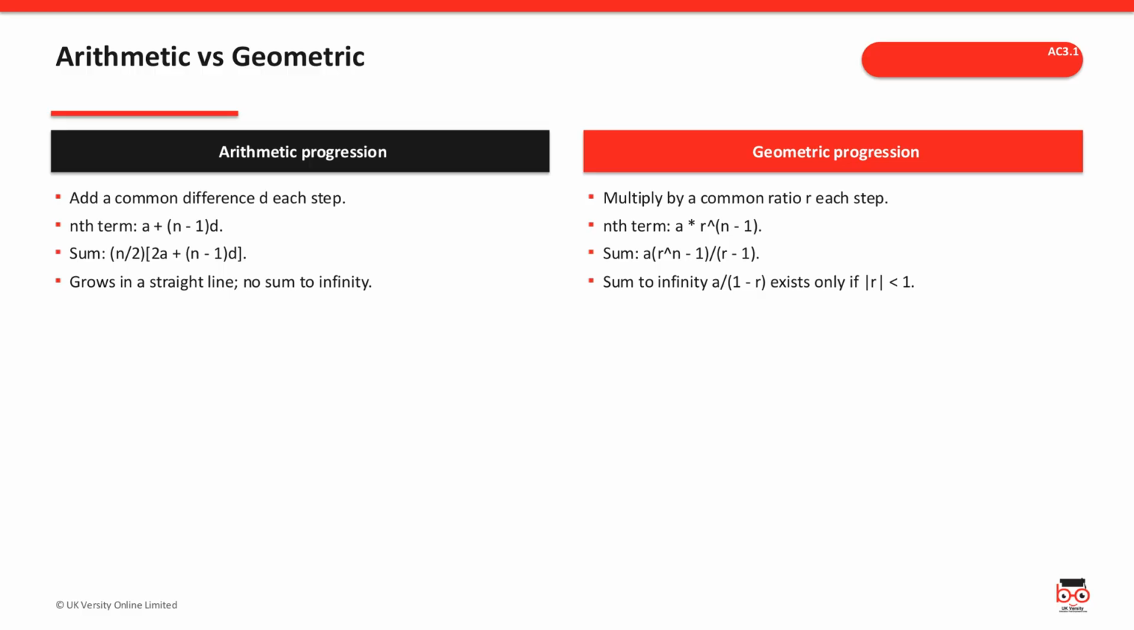Let's put the two progressions side by side. An arithmetic progression adds a common difference d, has nth term a plus n minus 1 times d, and a sum of n over 2 times 2a plus n minus 1 times d, and it grows in a straight line with no sum to infinity. A geometric progression multiplies by a common ratio r, has nth term a times r to the n minus 1, and a sum of a times r to the n minus 1 over r minus 1, and it only has a sum to infinity when the size of r is below 1.